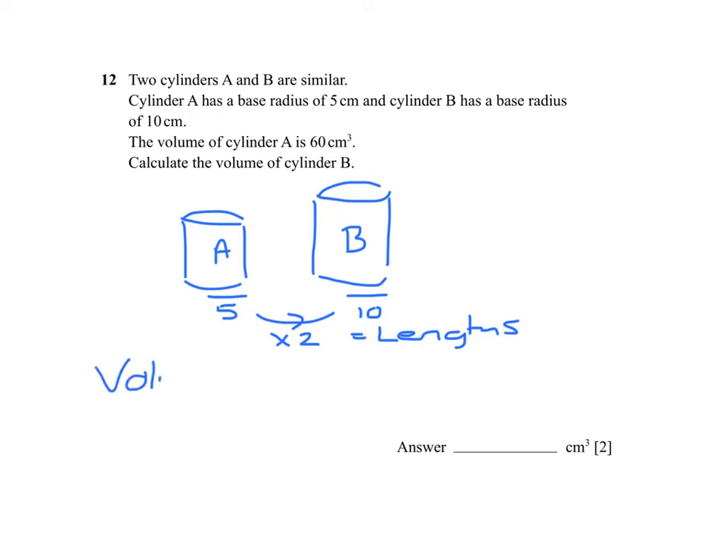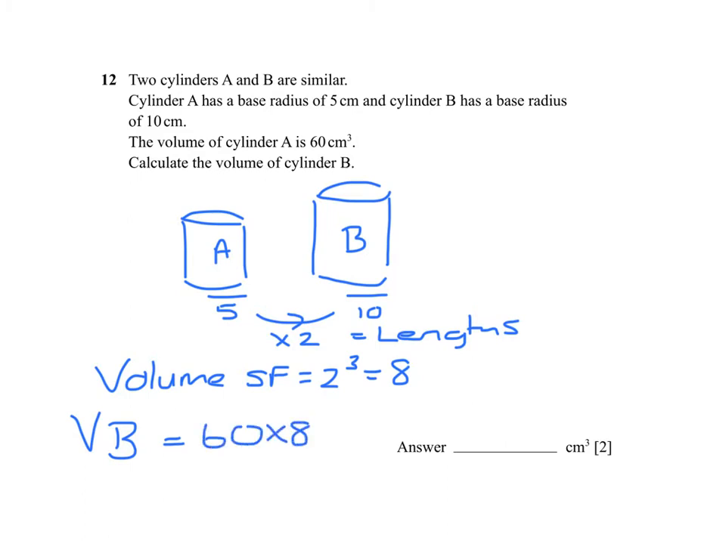Volume is a length cubed, so the volume scale factor will be 2 cubed, which is 8. So if the volume of cylinder A is 60, then the volume of B will be 60 times 8, which is 480 centimetres cubed.